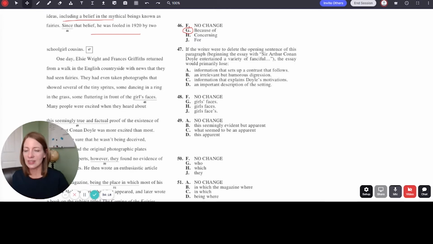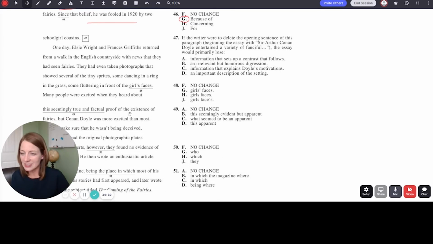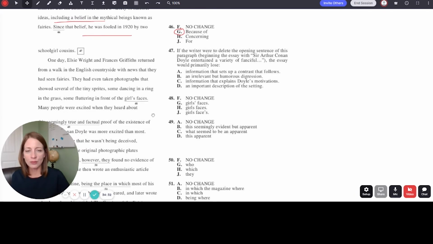They had even taken photographs that showed several of the tiny sprites, some dancing in a ring in the grass, some fluttering in front of the girls' faces. If the writer were to delete the opening sentence of this paragraph, the essay would primarily lose.